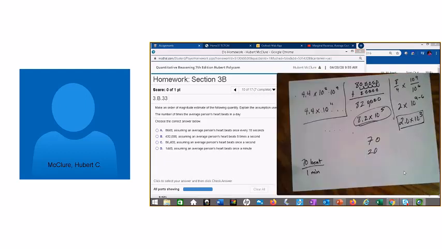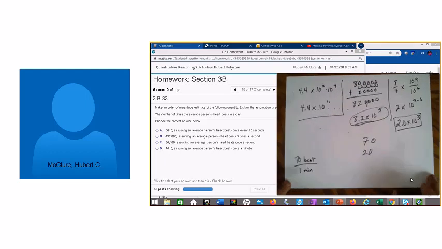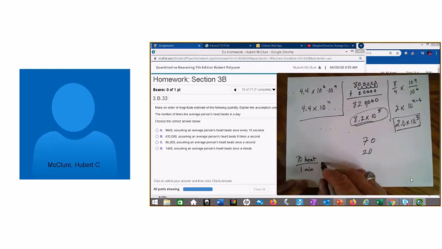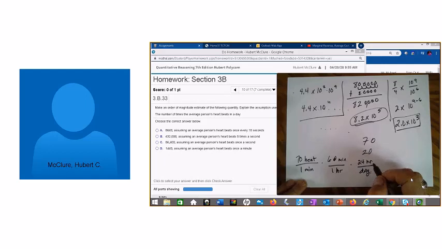Mm-hmm. Y'all just going to have to be, we're just going to make class a little extra today. Times 60 minutes over what? 1 hour? And how many hours in a day? 24 hours in a day. And I think that's it. Yeah, beats per day. So hours go out, minutes go out, beats per day.